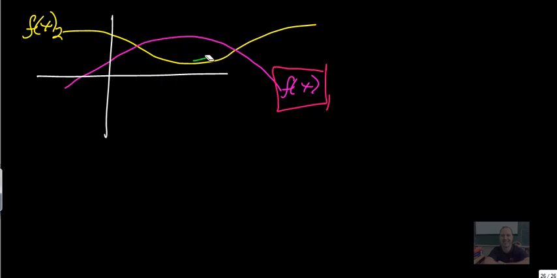And if you wanted to take a look at the areas between these two from here to here, if you want to look at this area, then this is the function that's function 1, and this is function 2 because it's underneath. So you have to be careful there.